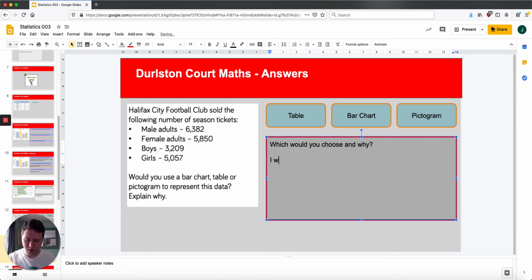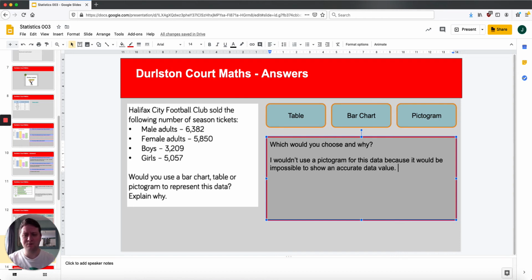So I wouldn't use a pictogram for this data because it would be impossible to show an accurate data value. Okay, right, so a table or a bar chart.